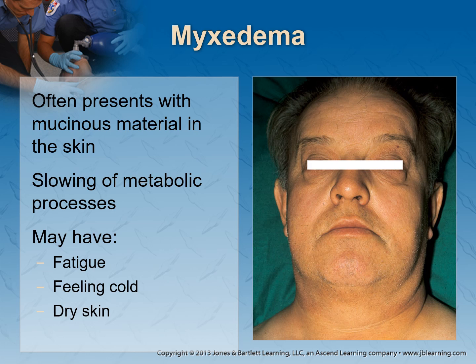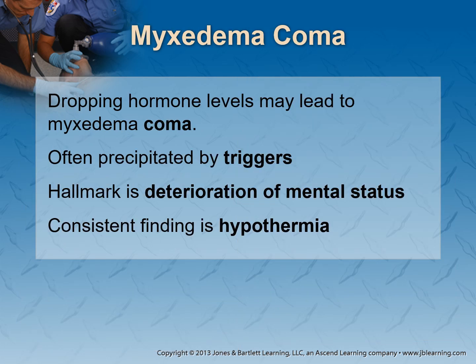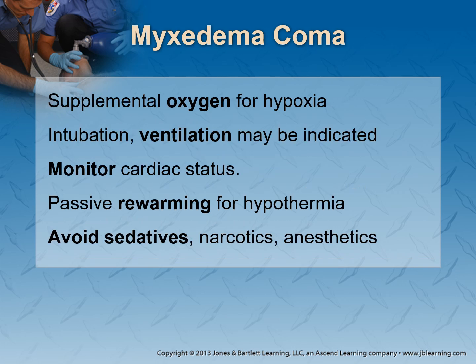Myxedema is structure and function problems after a longer period of low thyroid. In here it says it presents with that mucinous material of the skin. I think we described this as orange peel skin. It slows all the metabolic processes, so fatigue, feeling cold, dry skin, possibly hypothermic. And it can go all the way to where they're in a coma. Often it's precipitated by triggers that cause something to get worse in the patient, like a trauma or a bad sickness, COVID probably. And then our treatment is going to be oxygen and treat what we see, keep them warm, and that's it.